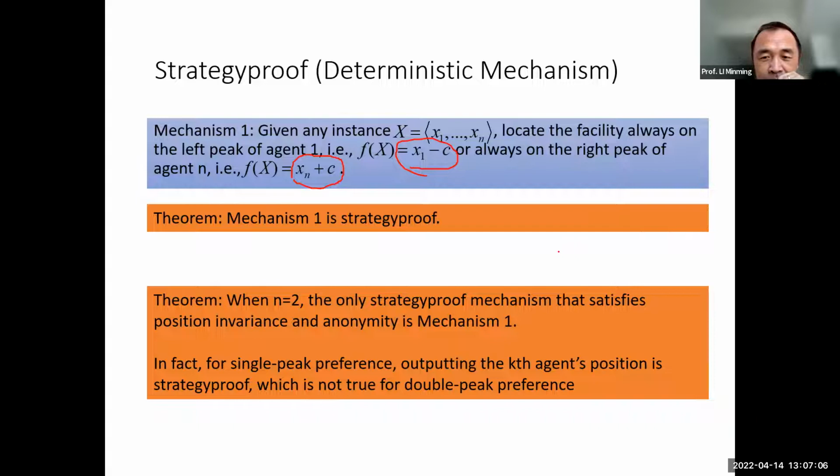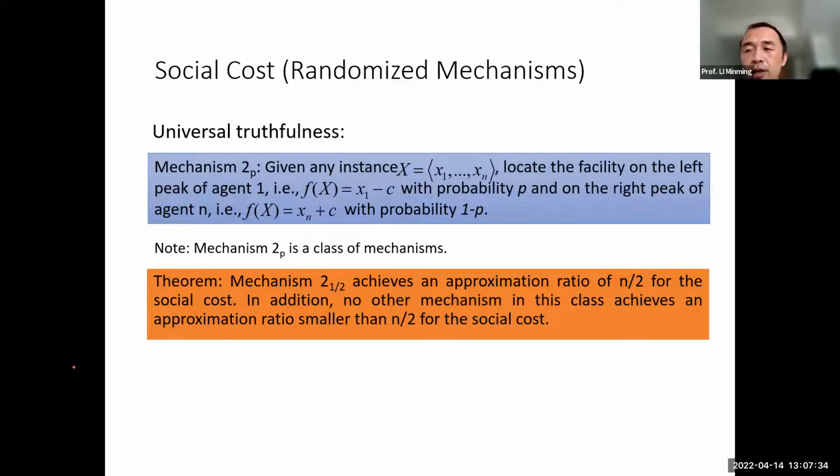All right. Now, as I just mentioned, in the single peak preference, if you choose the kth agent's location to be the output, it's also strategy proof. But here in the double peak scenario, it's not true. We are able to show that the kth agent's location is no longer good to achieve strategy proofness. Now we come to the introduction of two important definitions for randomized mechanisms.